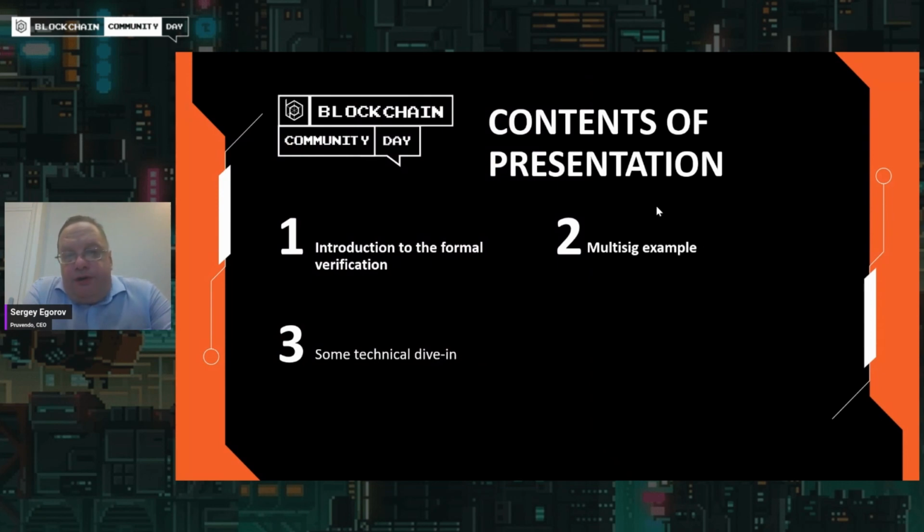I plan at first to talk briefly about what formal verification is, then provide some examples of success stories, and then very lightly touch on technical stuff, because formal verification is not an easy thing, and it's impossible to describe it within 1 hour and to teach anybody. So I'm just going to tell you that such a thing exists. Let's move on.